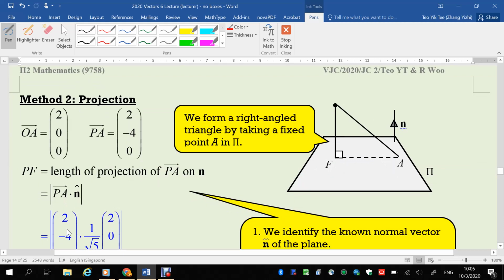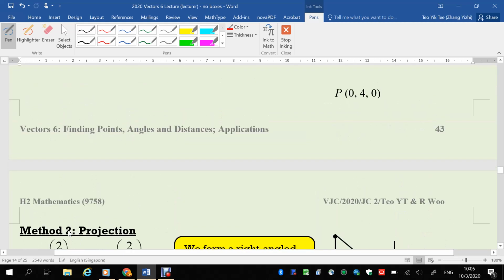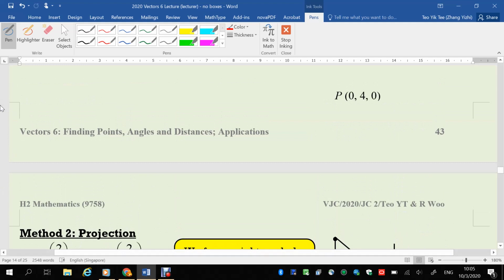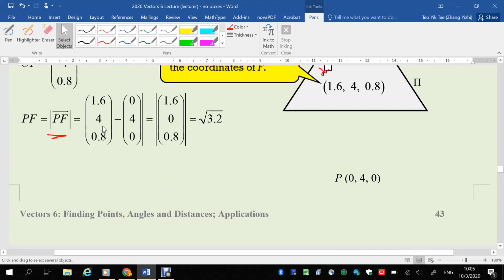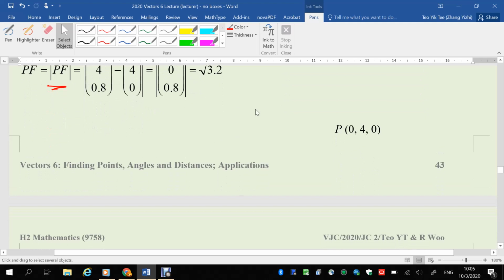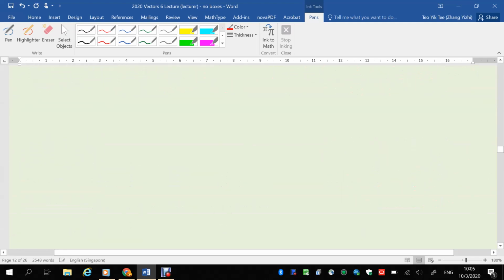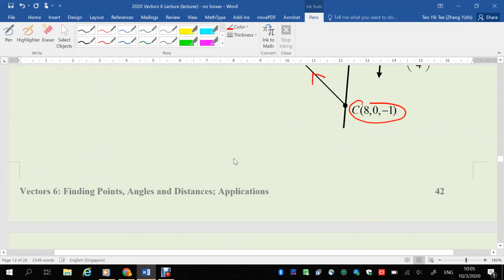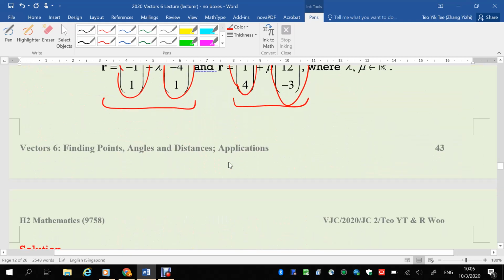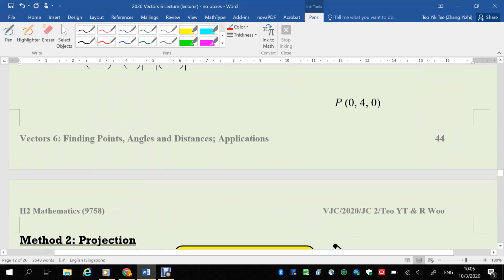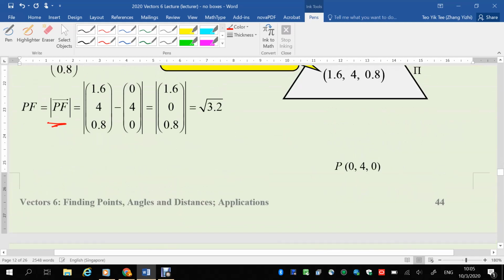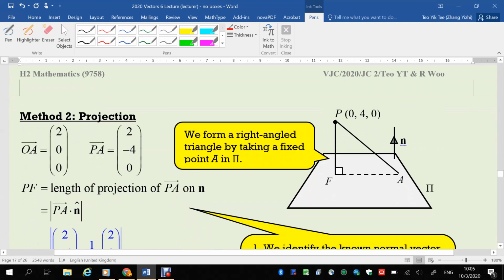So what I want you to understand are a few things. Number one, let me just push down the diagram, it's a bit off. So what I have down here, example 10. Now the diagram is correct. What you have down here is I have a point P given. Your job is to find the shortest distance from a point P down to a plane.